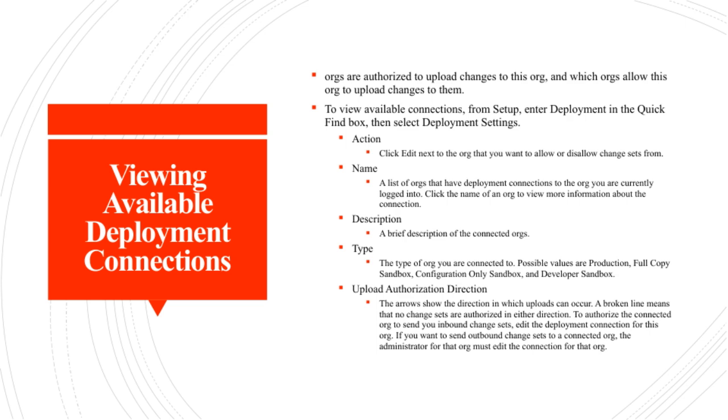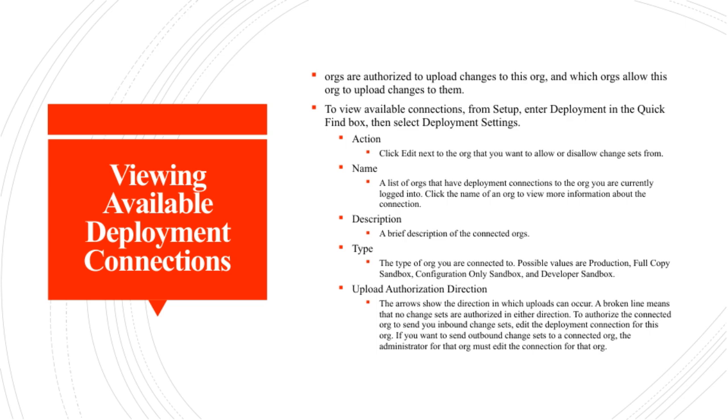Once you're there, you'll notice an option to click Edit next to the organization you want to either allow or restrict from sending change sets. This step is key because it lets you control who can push updates to your org or whom you can push updates to. In the list, you'll see the names of organizations that have deployment connections with your current org. Clicking on any of these names provides more details about that specific connection, like its description, type, and the direction of upload authorization.